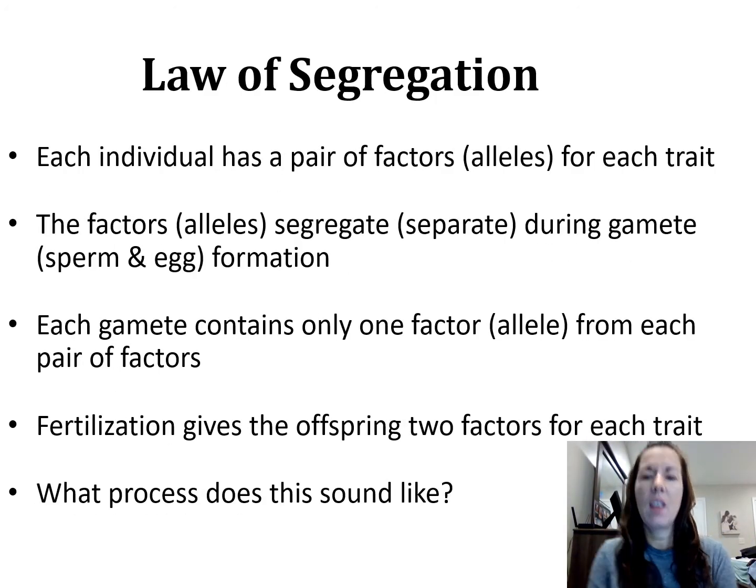Essentially, what he figured out was that each individual has a pair of factors for each trait, and those factors separate during gamete formation. When that happens, each gamete has one factor from each pair of factors. And then fertilization brings those factors back together.